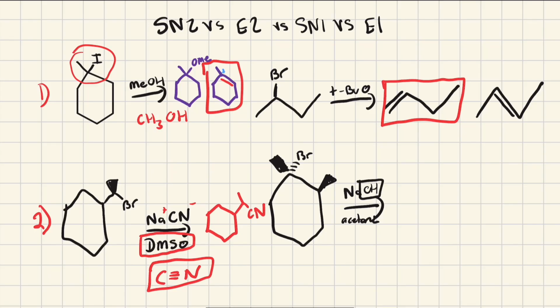So hydroxide, if we think, is this a strong base? It has a negative charge, and if we think about the conjugate acid, which is water, water would be much more stable than our hydroxide now. It will be a strong base. That favors E2. Let's see if it's a strong nucleophile.